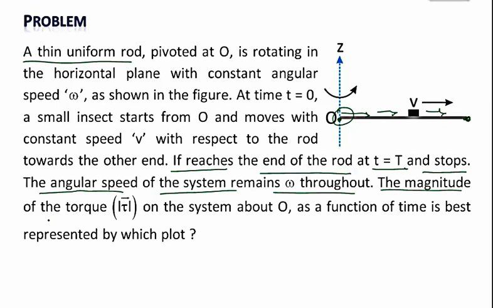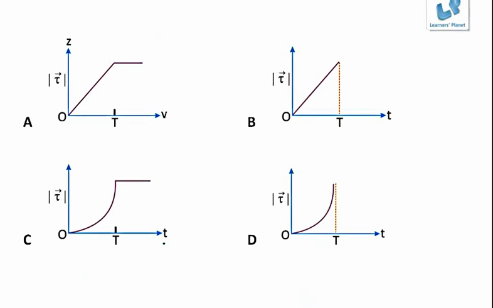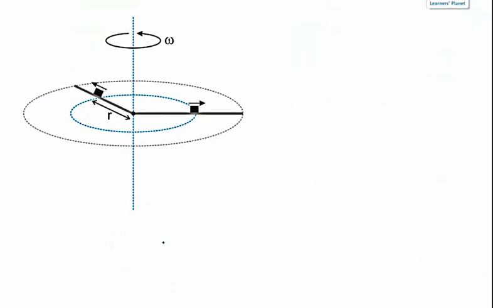The magnitude of the torque on the system about O as a function of time t is best represented by which plot? Okay, so we are given these four different plots. We have to choose which one is the correct one, representing the torque with time t. Now let us try to understand the situation.